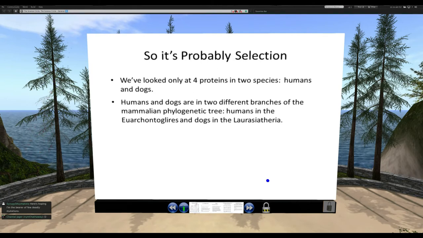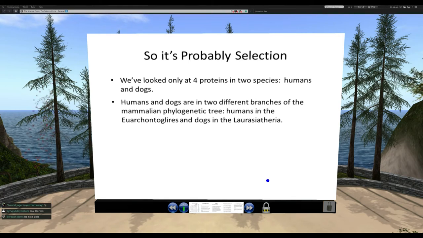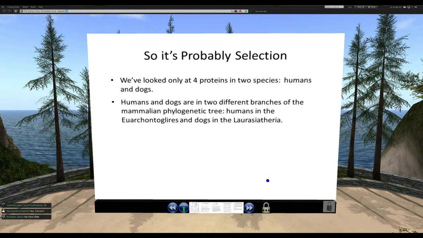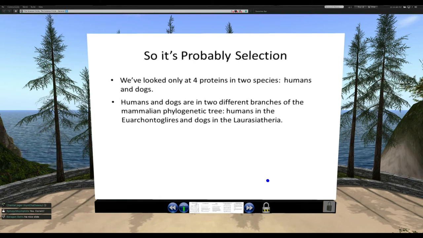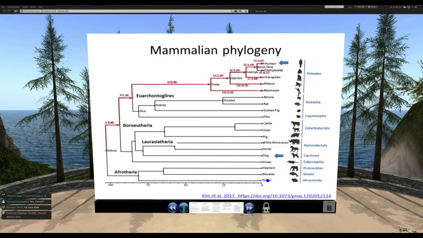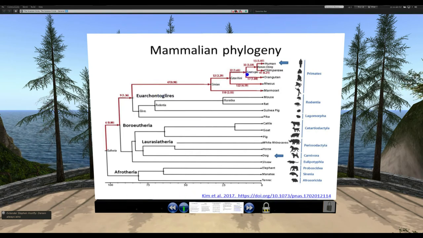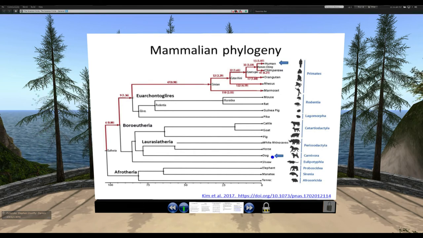Now, we've only looked at four proteins in two species, humans and dogs. Humans and dogs are in two different branches of the mammalian phylogenetic tree. Humans are in the Euarchontoglires, and the dogs are in the Laurasiatheria, which are two of the three major branches of the mammals. So here's the Euarchontoglires up here, and that includes the primates, which is everything in red, and rodents and rabbits. So humans and mice are basically in the Euarchontoglires, and here's the human sequence up here. And then dog is down here in the Laurasiatheria.